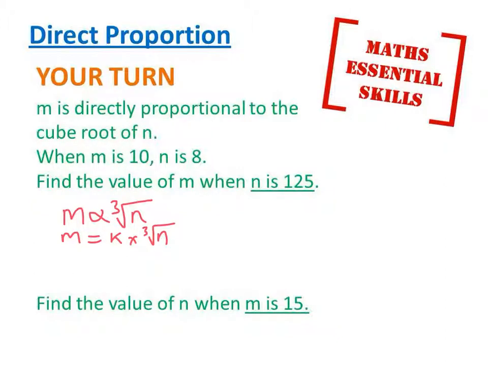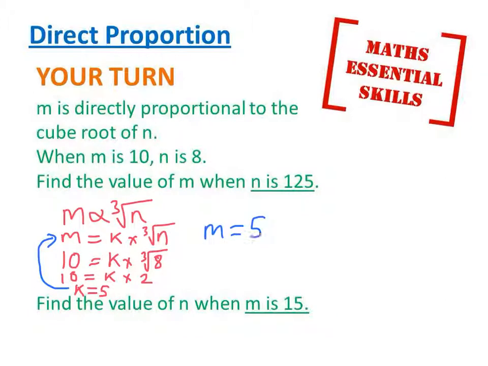Substitute in your values. When m is 10, n is 8. Okay, well the cube root of 8 is 2, so 10 is k multiplied by 2. Dividing both sides by 2 lets me find out that k is equal to 5. As always, substitute this into line 2. m equals 5 times by the cube root of n.